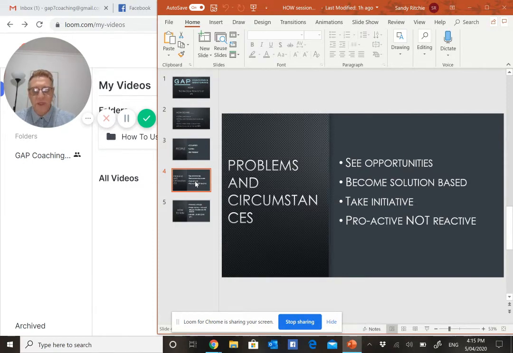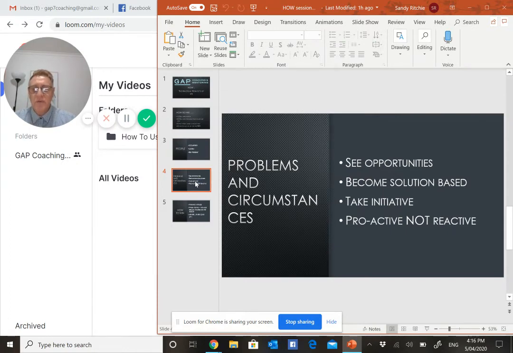Take initiative on things. When you've got problems and circumstances, don't sit back and let someone else try and work it out. Take initiative. Step forward. Take action as to what you can do to make things happen as well. And then last, but certainly not least, each and every one of these actually probably has a lesson on its own later on in the time that you have with us.